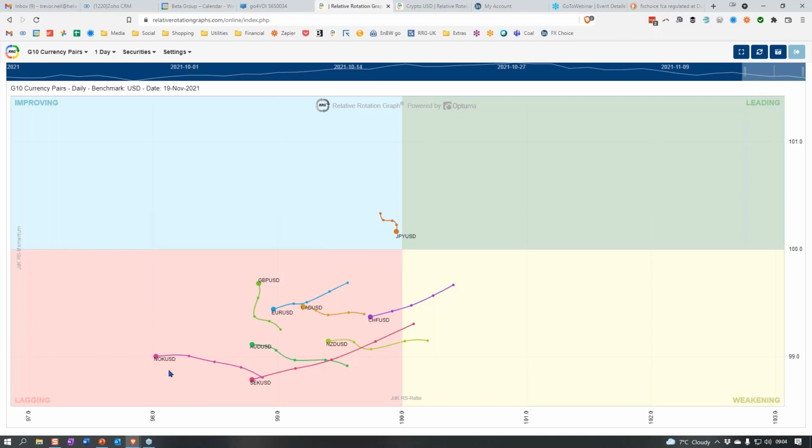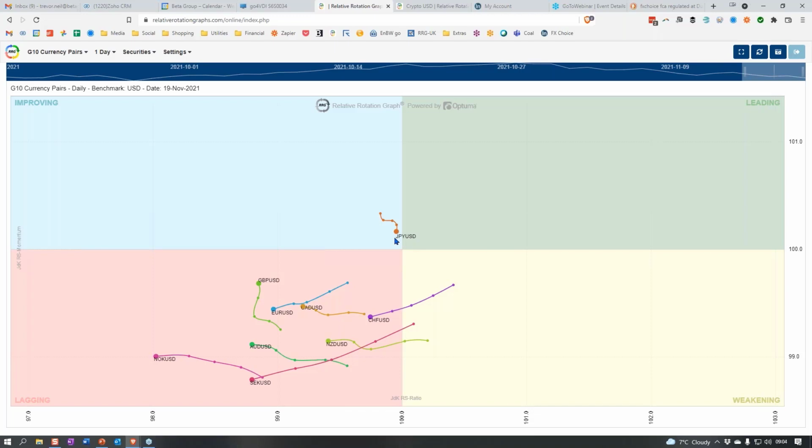Everything in the G10 currencies is to the left of it and heading generally southwest. So west means that it's weakening against the dollar, and south means with low upside momentum. So they're all looking very poor indeed, and there's not a lot really to choose from. They're all really heading in the same direction. Perhaps the pound is a little bit less bad than the others. Notably, the yen is moving with the dollar.